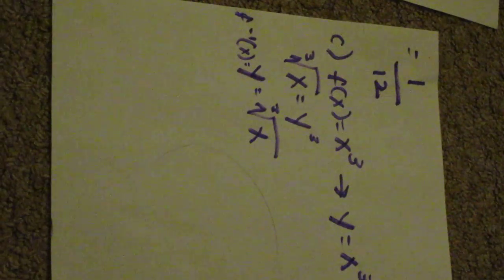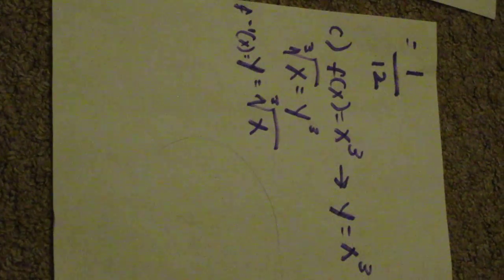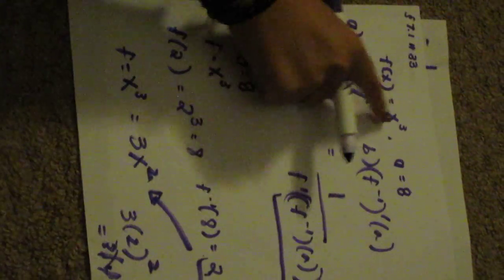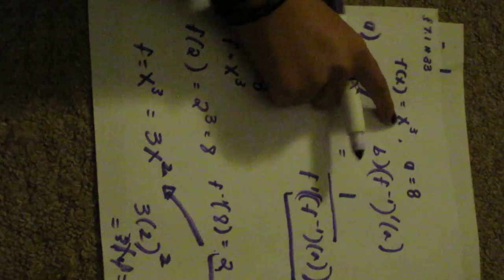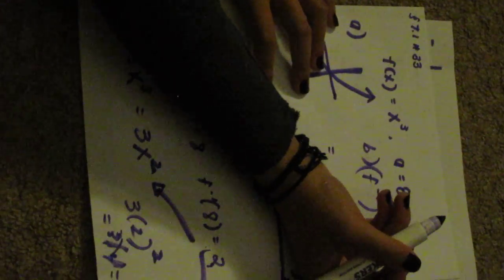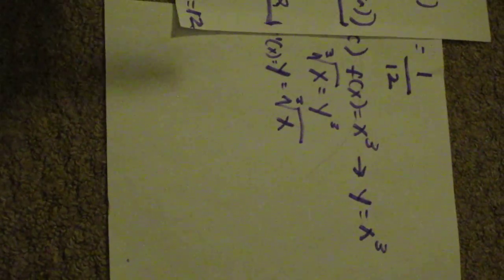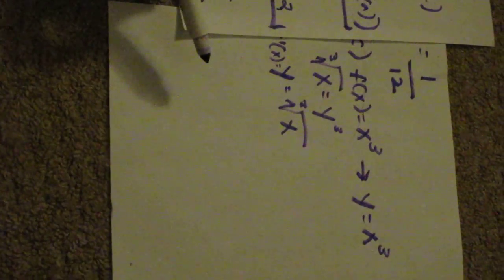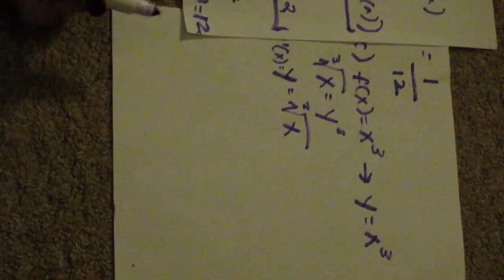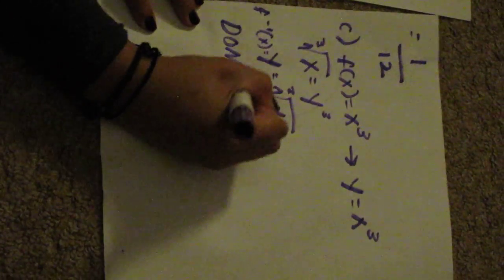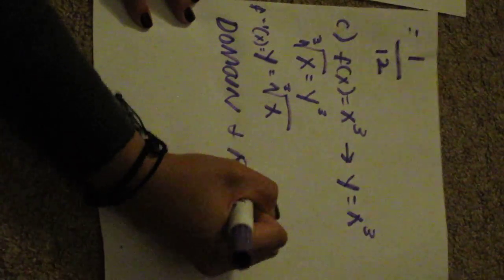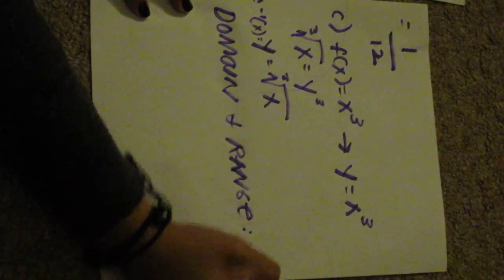Next, they ask you to state the domain and the range. And all you have to do with that is look at your original function, and the domain and range of that is just all real numbers. So the way the inverse function works is whatever your domain is becomes the range of your inverse function, and whatever your range is becomes the domain of your inverse function. So you know that the domain and range is just all real numbers.